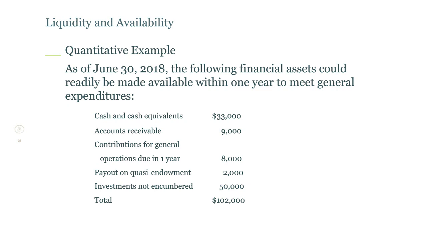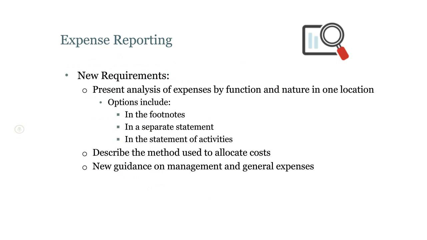The next area relates to expense reporting. So all organizations will be required to present their expenses by nature and function under this new standard. Where this information is displayed in the financial statement is up to you. You can provide this information in the footnotes, a separate statement, or within the statement of activities. The standard also requires disclosures around the methods that were used to allocate costs, and it includes some new examples relating to allocating costs.